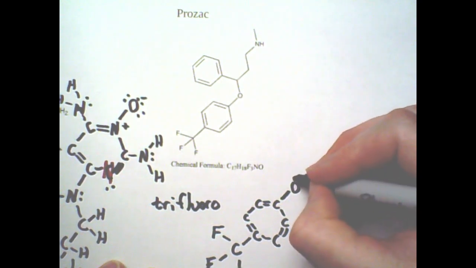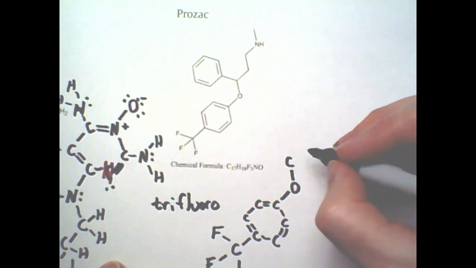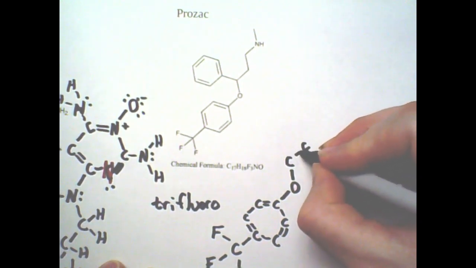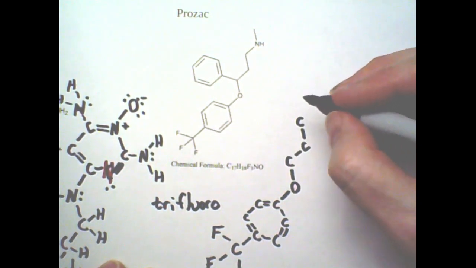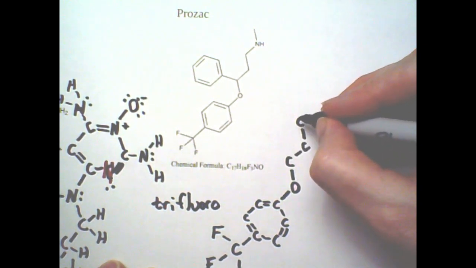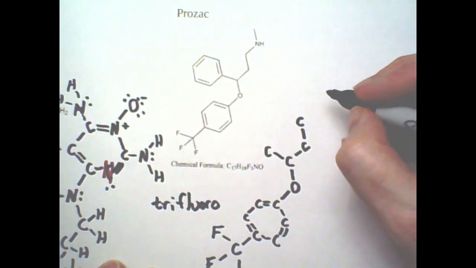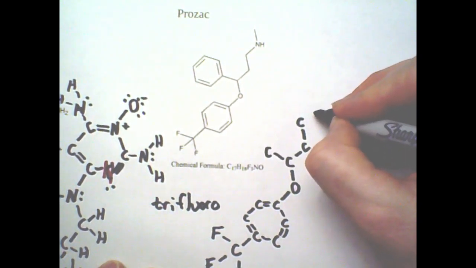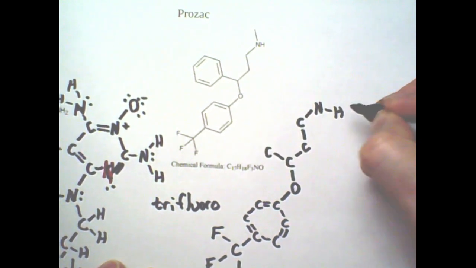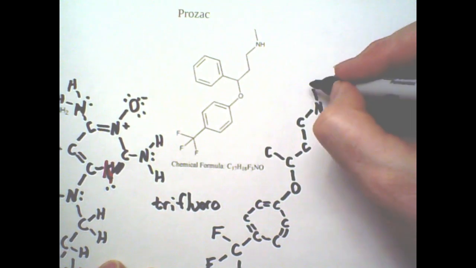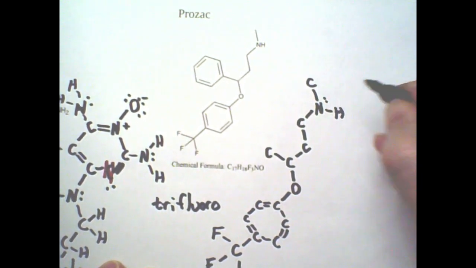Bond to an O, to another C, another C. I'm going to give myself a C here, to visually help me remember where that branches off. And I've got an N, it's got an H, and a bond with nothing. That means there's a C there. So our N has all three.